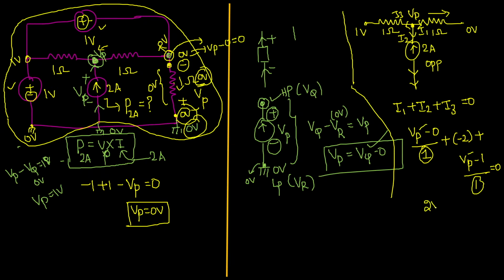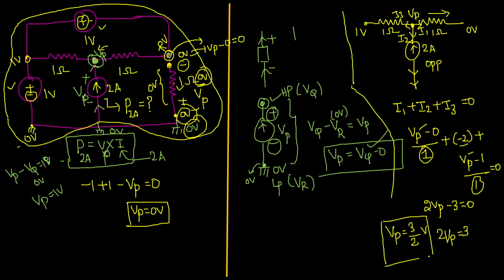So I am getting 2 times of Vp. Minus 2 minus 1 will give you minus 3 equal to 0. I can say twice of Vp equal to 3, or I can say the value of Vp equal to 3 by 2 voltage. So we got the value of Vp.